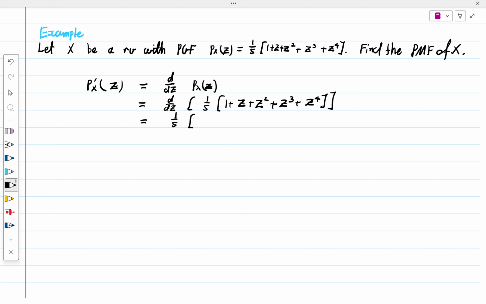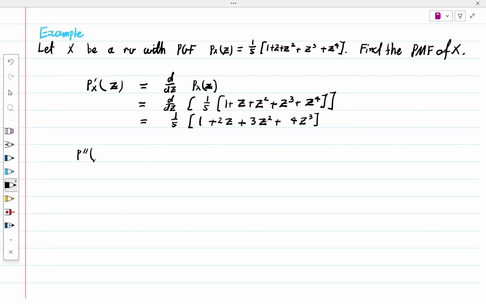Same principles apply, except now the derivative of 1 is just 0. The derivative of z is 1. The derivative of z squared is 2z. The derivative of z cubed is 3z squared. And then, of course, the derivative of z to the 4 is 4z cubed.